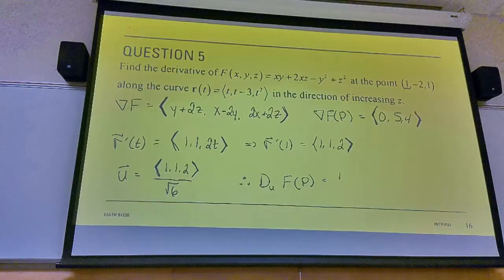We're going to get 1 over root 6 times 5 plus 8, right? So 13 over root 6. Or 13 root 6 over 6.